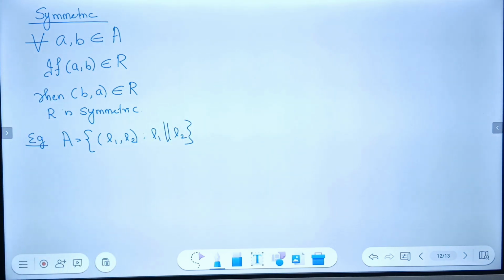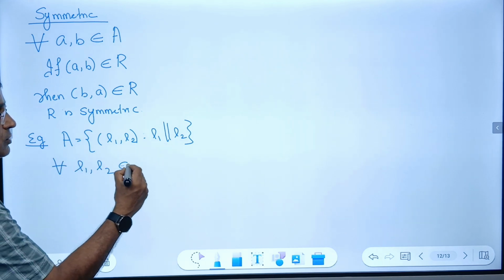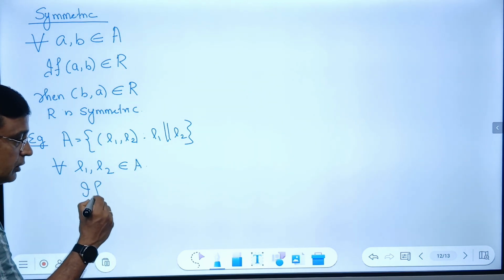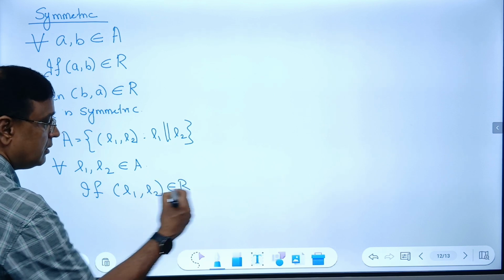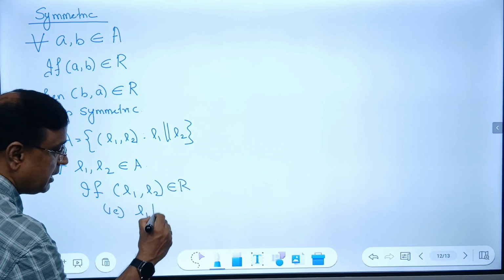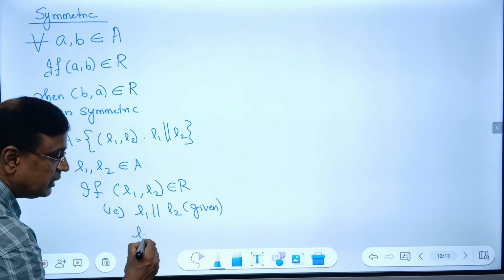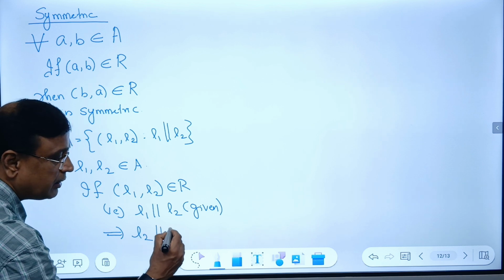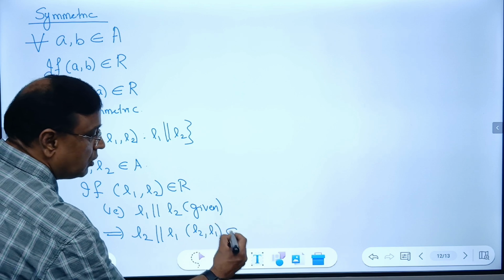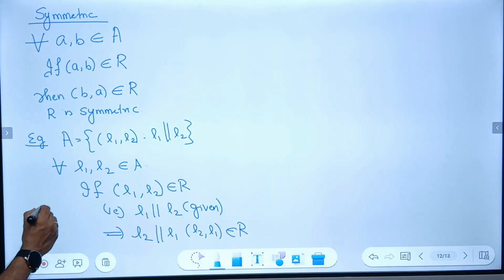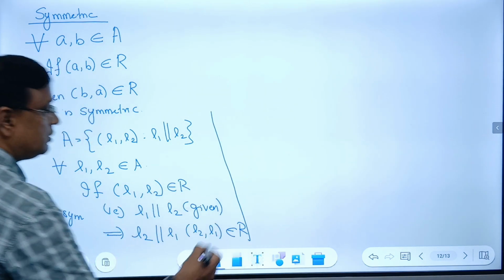Now let's talk about symmetric. For every (L1, L2) belongs to set A, that's the initial condition, if L1 and L2 are parallel, that is L1 is parallel to L2, this is given. If this is given, obviously L2 will be parallel to L1, correct? Then you can say (L2, L1) belongs to R. This shows that R is symmetric. So this is an example of a relation which is symmetric.